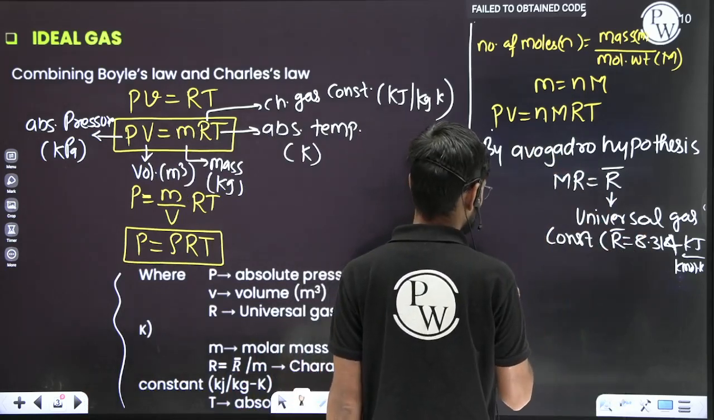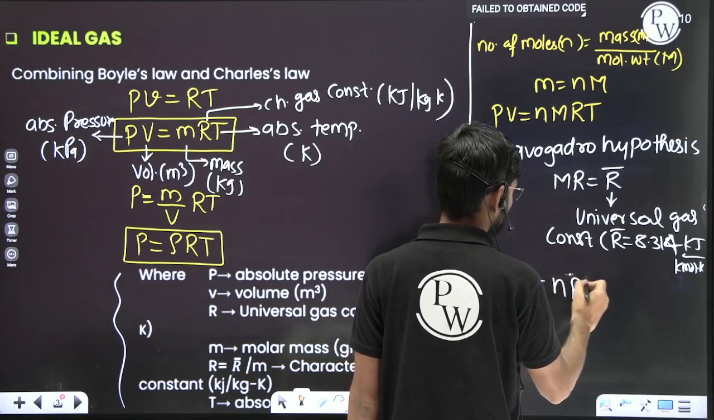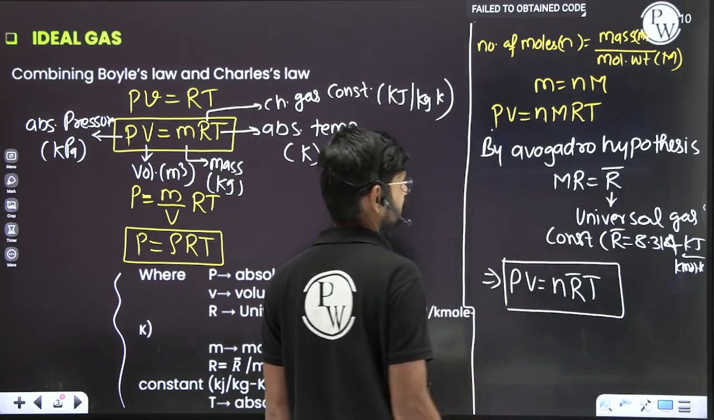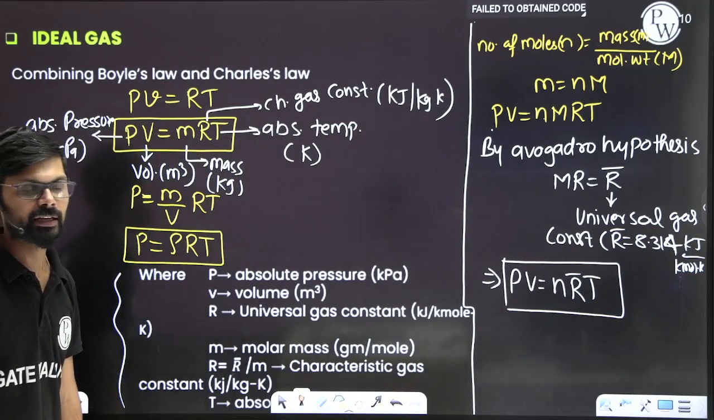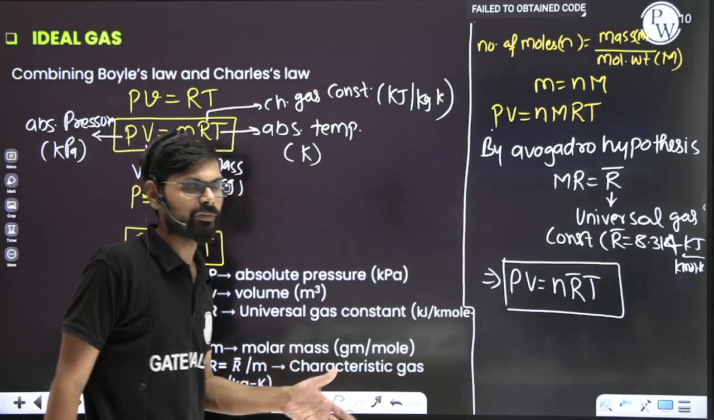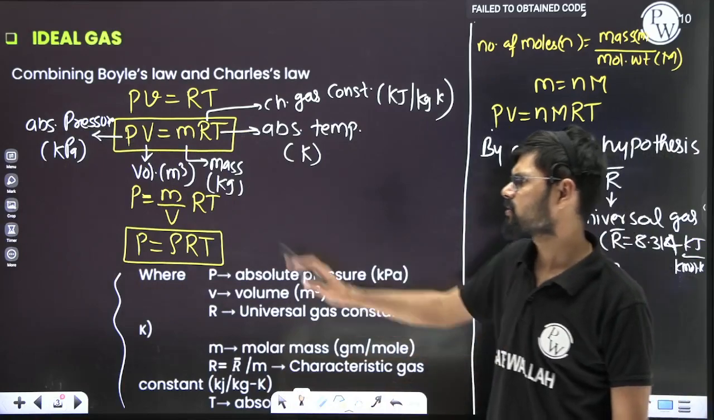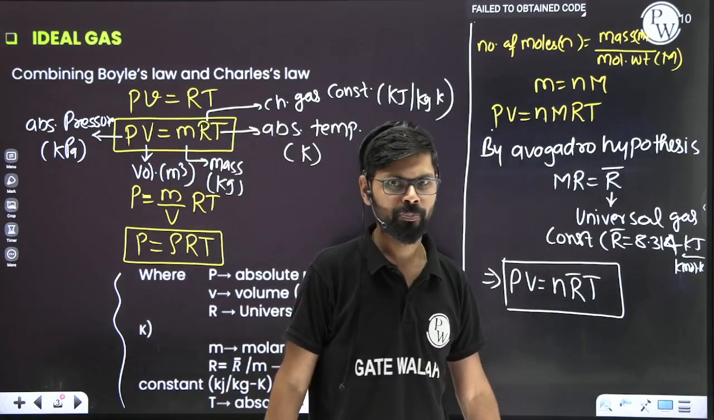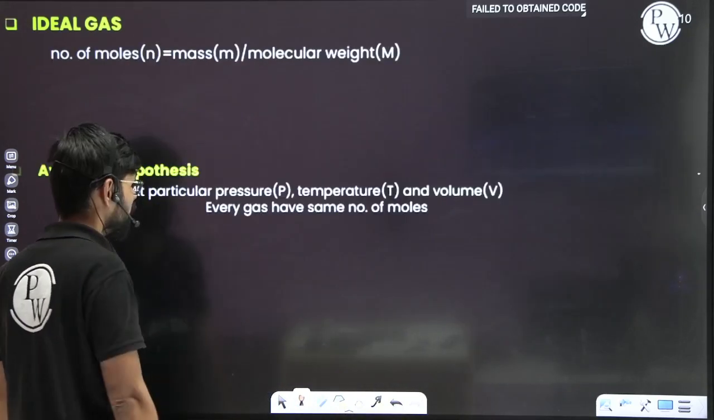So you will get PV is equal to n R bar T. This is another form of the ideal gas equation. So basically we have 3 different forms of the ideal gas equation, but 2 are fundamental. One is this one, the mass basis. This is the molar basis. Clear? So I hope up to here there is no problem.